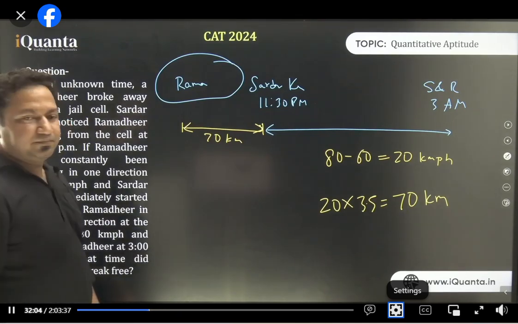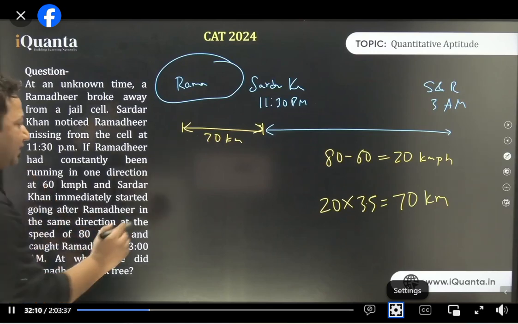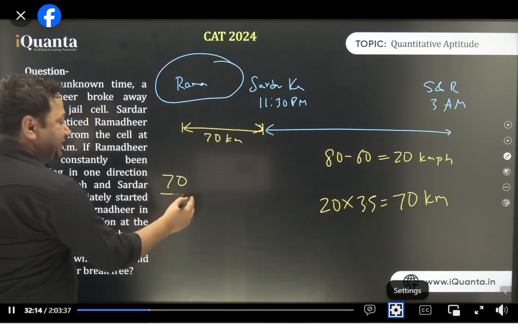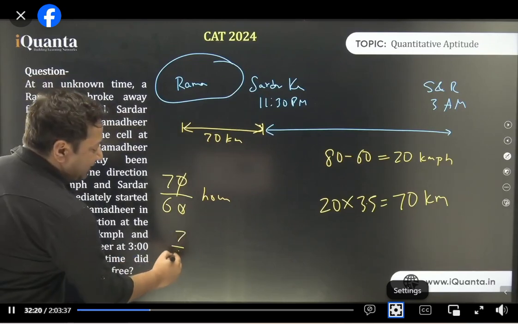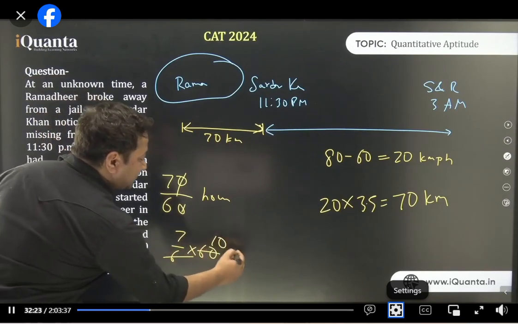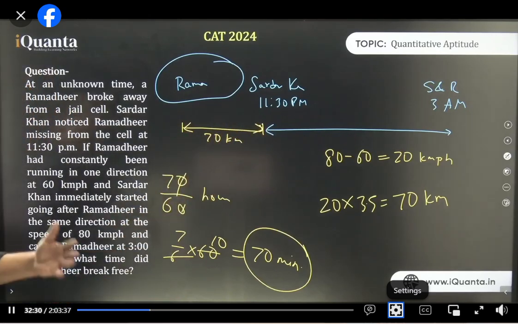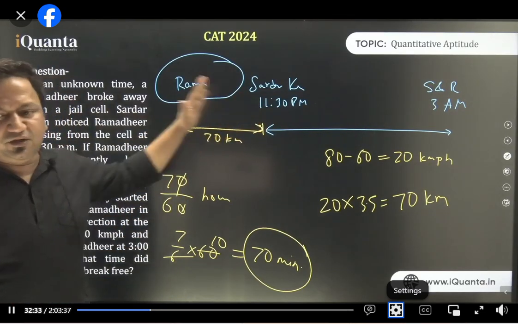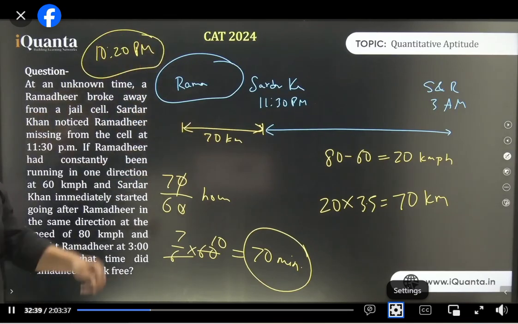Is that clear, everyone? Just before 11:30, Ramadhir Singh must have traveled 70 kilometers. And how much time did he take to travel this 70 kilometers? His speed is 6, so let's divide: 7 by 6 hours. What is 7 by 6 hours? Just multiply it by 60 to convert to minutes. We'll get 70 minutes. So 70 minutes earlier than 11:30, Ramadhir must have started running. So go back 70 minutes from 11:30. The answer is again 10:20 p.m. Is that clear, everyone? From 11:30 we went back 1 hour to 10:30, then 10 minutes more back, 10:20.